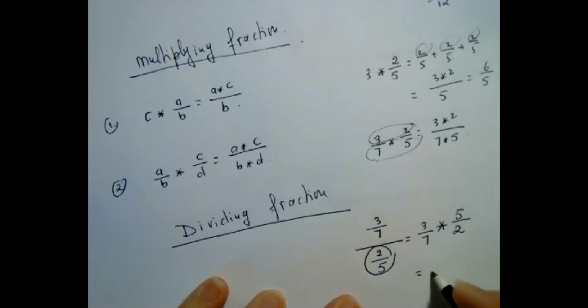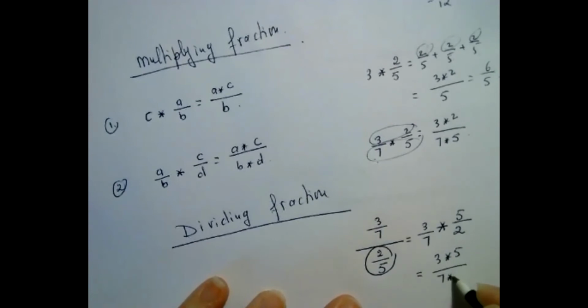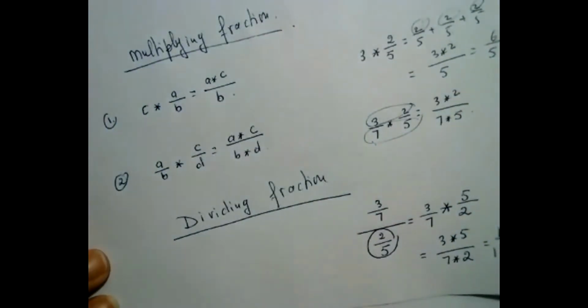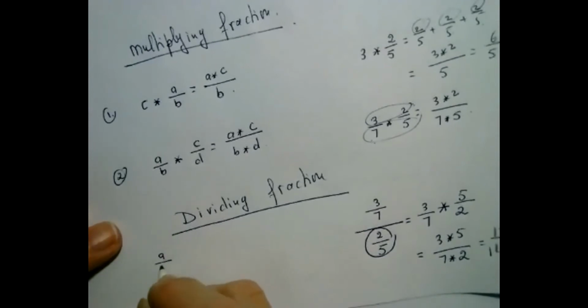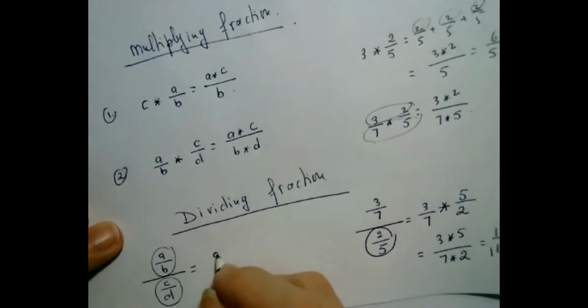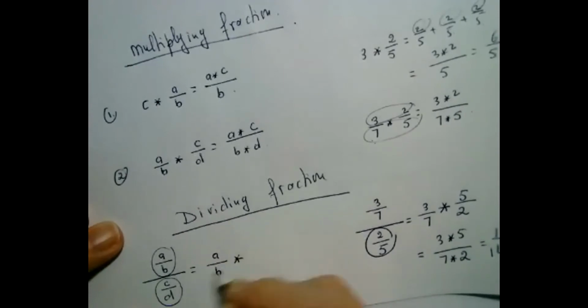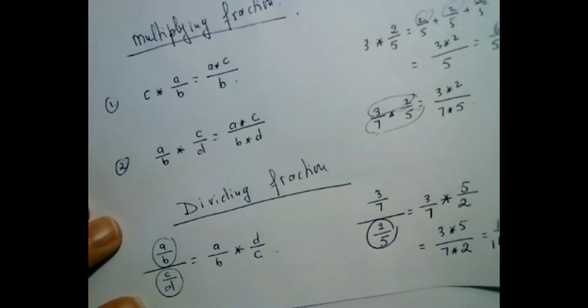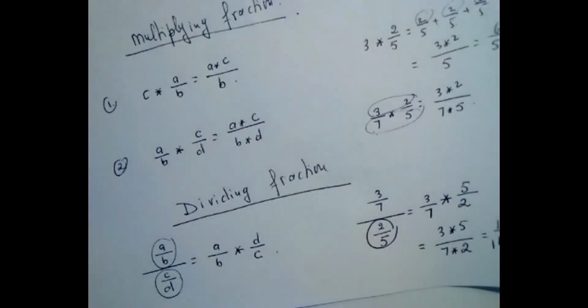Now, how do we multiply fractions? We know that it's the product of the numerators over the product of the denominators, which is going to give me 15 over 14. Okay, so the rule for dividing fractions like this: A over B divided by C over D is equal to the fraction in the numerator multiplied by the reciprocal of the denominator. That's a product now. We know what to do with the product. All right, so those are basic operations on fractions.